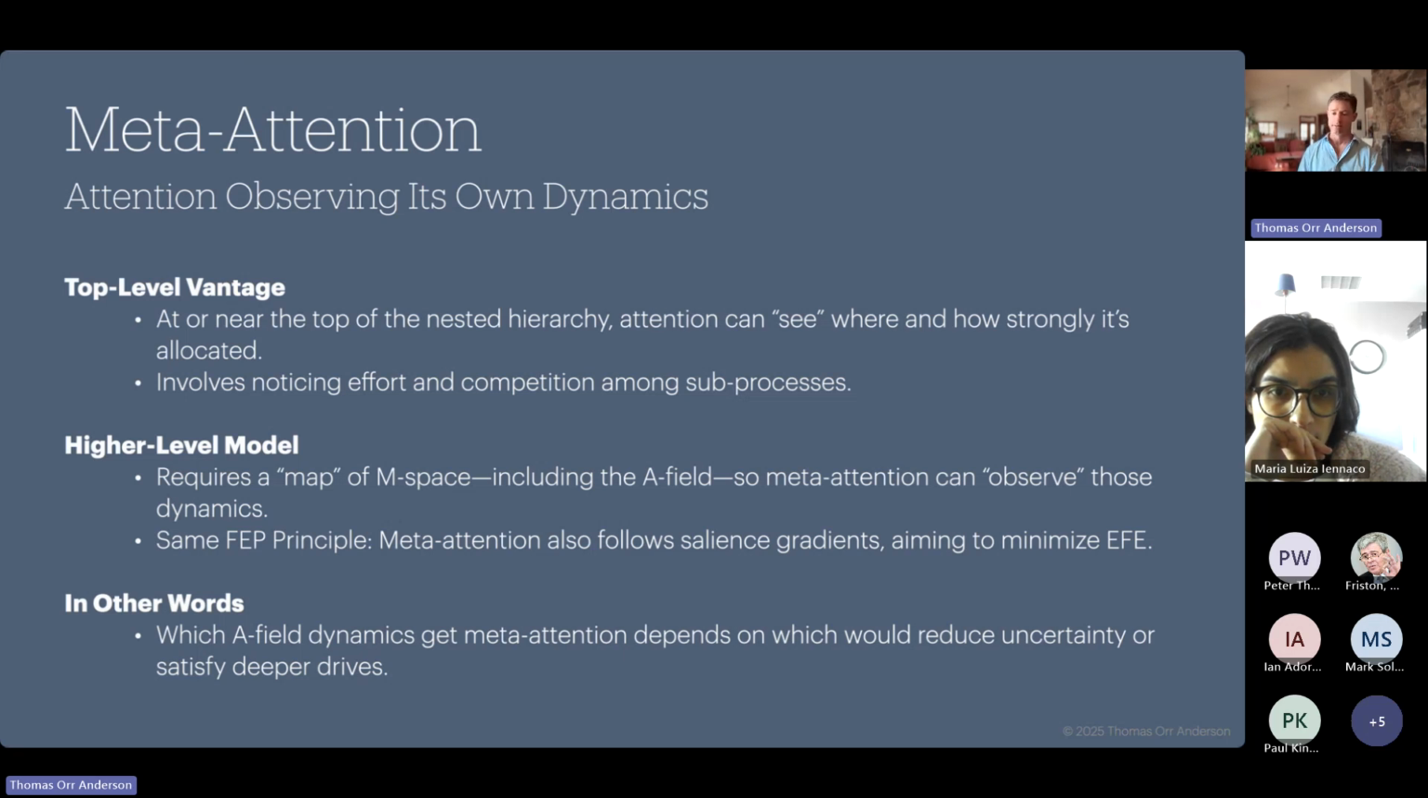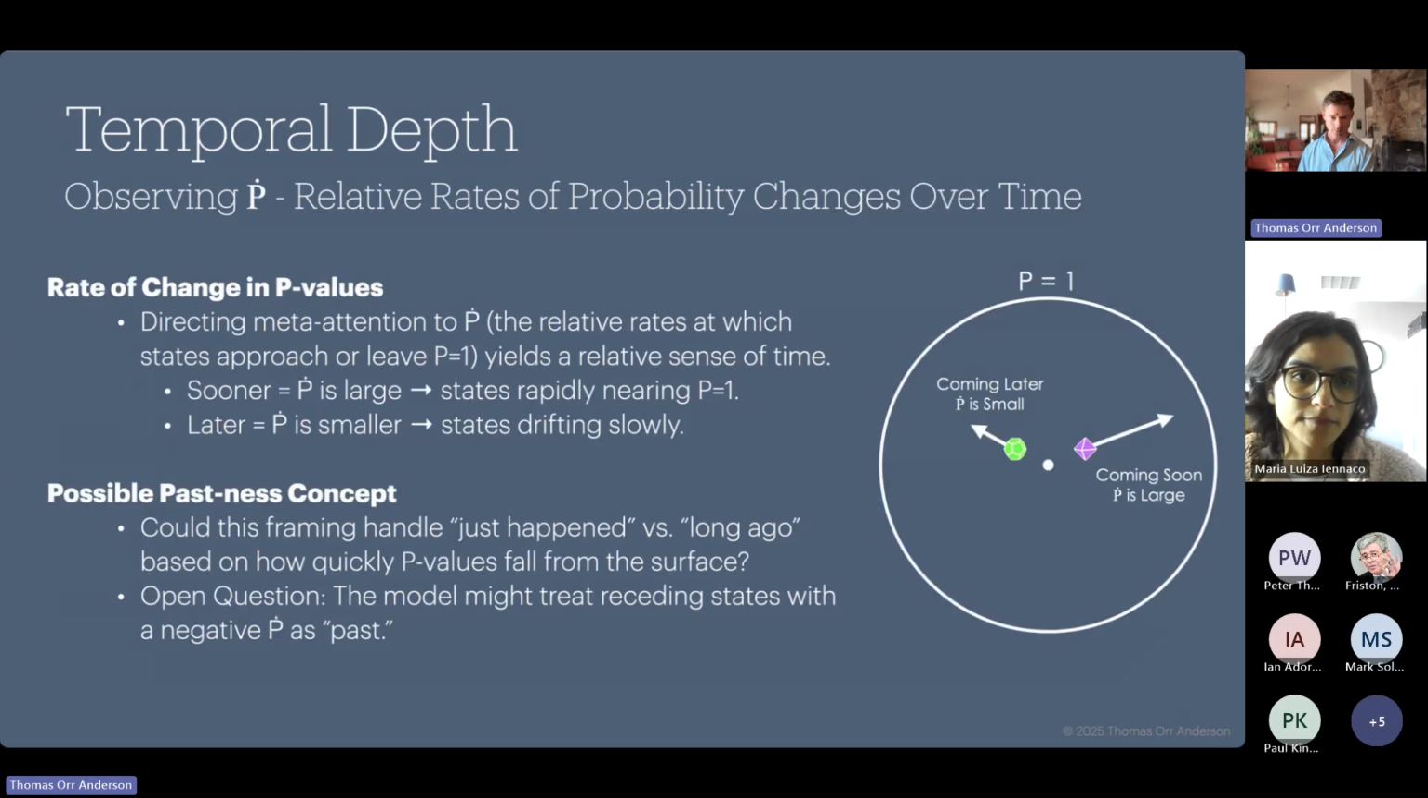And presumably this map that we're able to meta attend is of much lower resolution than the actual space itself. Presumably the meta attention would also follow precisely the same kind of salience gradients, but aiming to minimize expected free energy in that case, because this would be distinguishing different paths, or policies, that we could take. So it requires temporal depth.